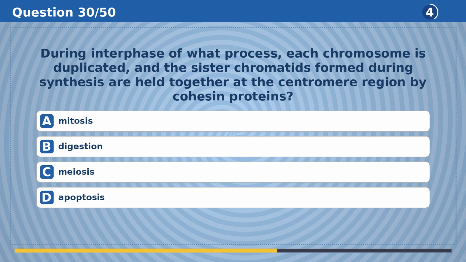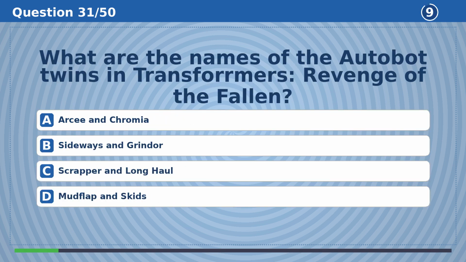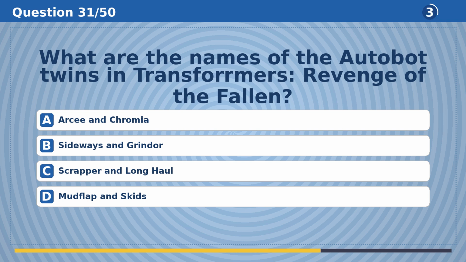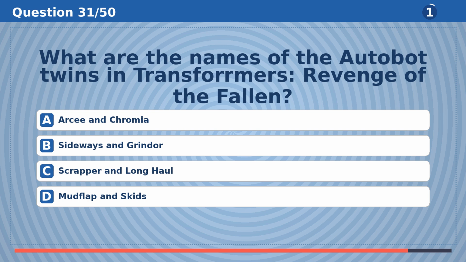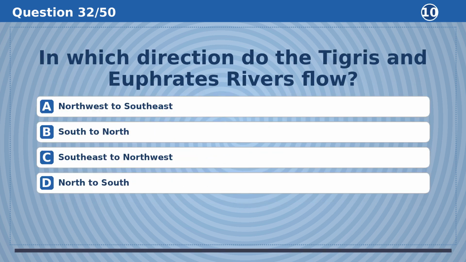During interphase of what process, each chromosome is duplicated, and the sister chromatids formed during synthesis are held together at the centromere region by cohesin proteins? The answer is C. Meiosis. What are the names of the Autobot twins in Transformers: Revenge of the Fallen? The answer is D. Mudflap and Skids.